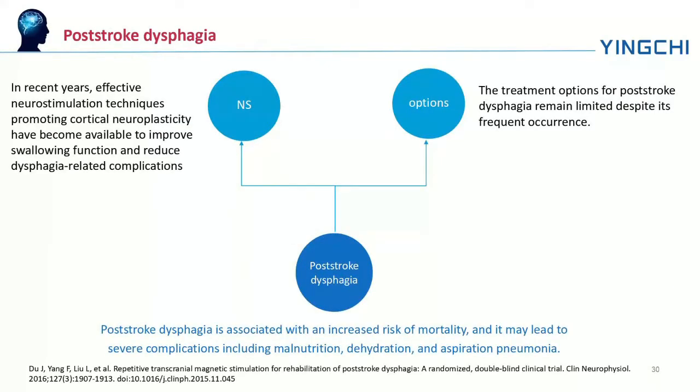And as for the post-stroke dysphagia, it is associated with an increased risk of mortality, and it may lead to severe complications, including malnutrition, dehydration, and aspiration pneumonia. And in recent years, effective neurostimulation techniques promoting cortical neuroplasticity have become available to improve swallowing function and reduce dysphagia-related complications. The treatment options for post-stroke dysphagia remain limited despite its frequent occurrence.